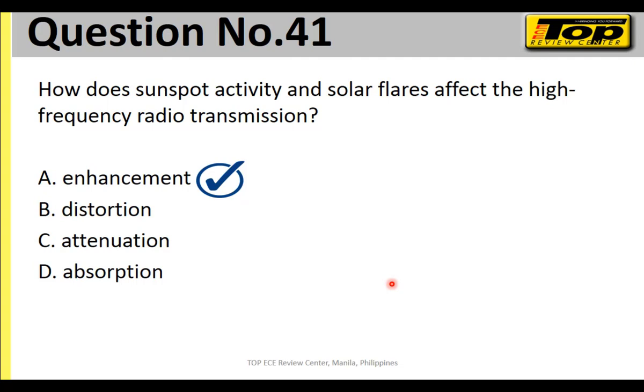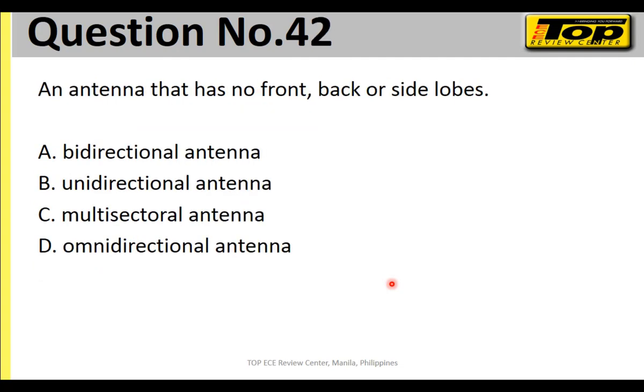Number 42. An antenna that has no front, back, or side lobes. Walang front, walang back, walang side lobes. Sorry, iba naisip ko roon. Anyway, wala raw front, walang back, wala ring side lobes. My goodness, anong klaseng radiation pattern ito?